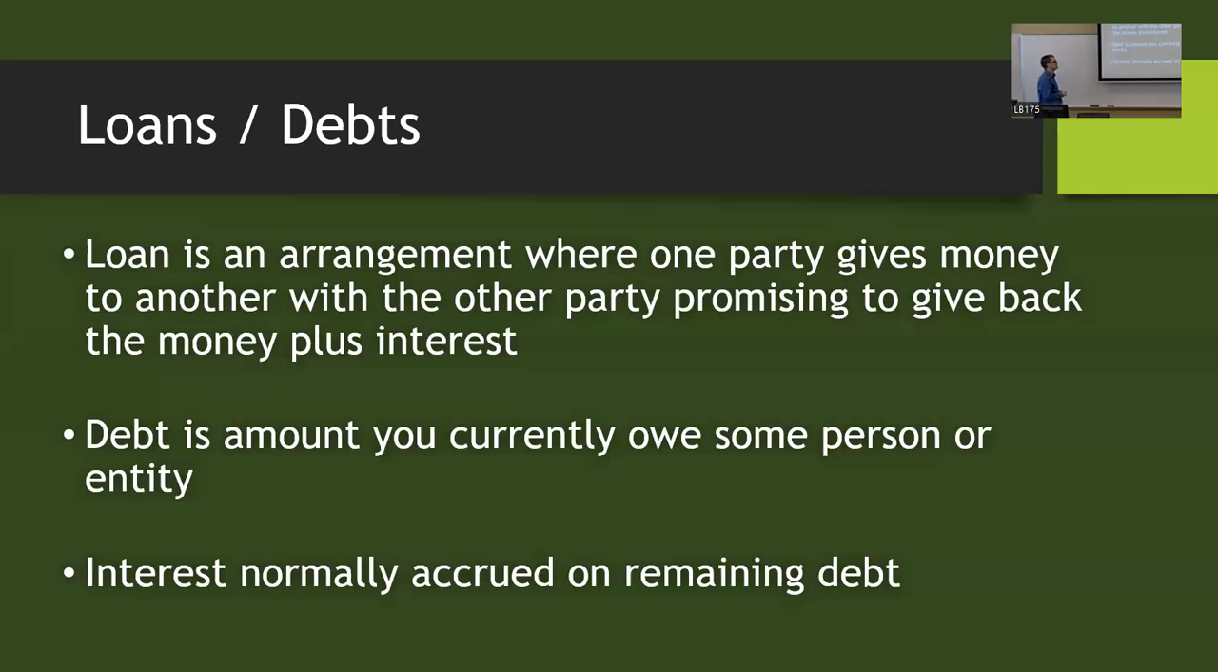We're going to see some other words too. Debt. Debt is how much I owe some person or some entity. And normally what happens on a home loan or something is that interest is accrued on the remaining debt. So however much I owe on my house right now, interest is being accrued on how much I owe. Does that make sense? So interest is being calculated on how much debt I have left.